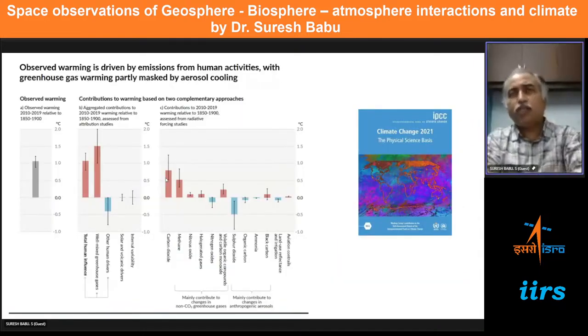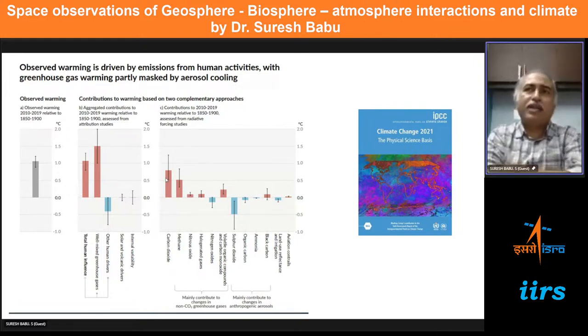With all these missions, including space missions and ground-based observations, what is our current understanding? We know that we have an agency called the Intergovernmental Panel on Climate Change, IPCC, under the United Nations, which gives the current observed warming rate. The observed warming is driven basically by emissions from human activities, which is the current understanding, with the greenhouse gas warming partly masked by the aerosol cooling.